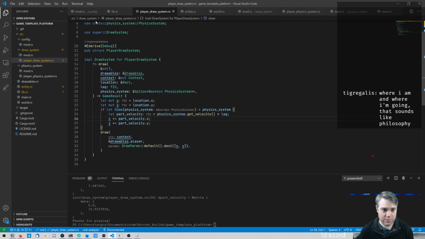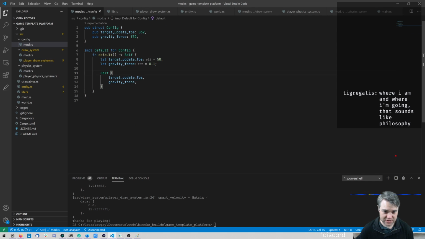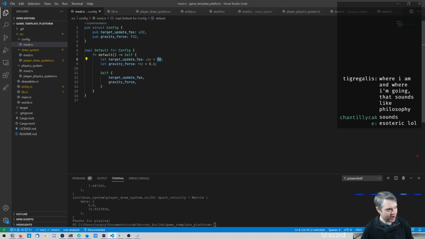However, the way we can visualize how this looks is here's our target FPS, where I am, where I'm going. That sounds like philosophy. Game dev is like philosophy, isn't it? Where are we going? And where are we in between every time we think about where we're going?